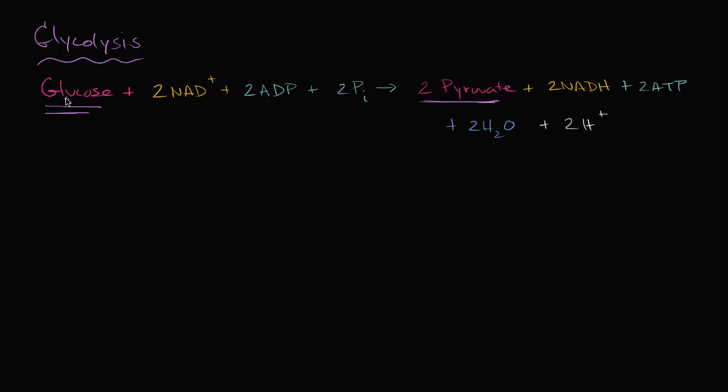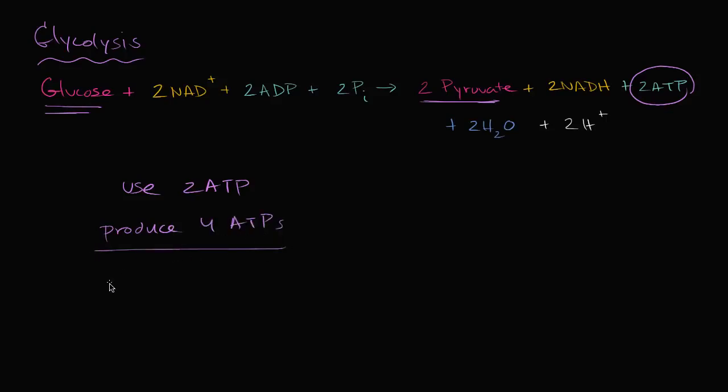Glucose is a 6-carbon molecule. Each of the pyruvates are 3-carbon molecules. In the process of doing that, you produce 2 ATPs net. It actually turns out that you need to use 2 ATPs, and then you produce 4. So you use 2 ATPs. That's often called the investment phase, and we'll talk about that in a second. And then you produce 4 ATPs for a net of plus 2 ATPs. And that's what we see right over here. You see a net of 2 ATPs being produced directly by glycolysis.